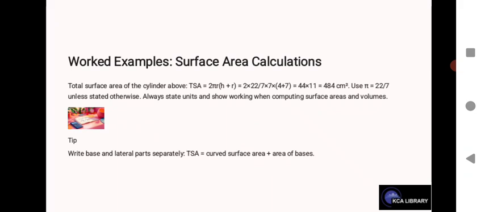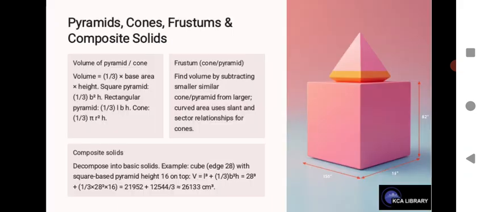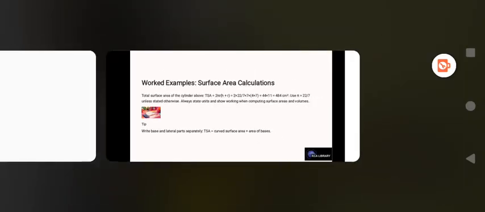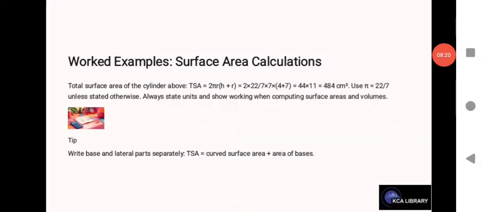Let's also talk about calculation of surface area. If you're asked to calculate the total surface area, TSA, of a cylinder, you can calculate it using 2πr(h + r). So you have 2 times 22/7 times 7 times (4 + 7). At the end of the day, you have 484 cm².